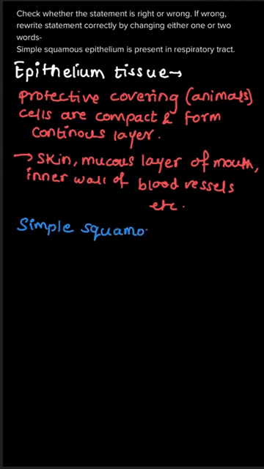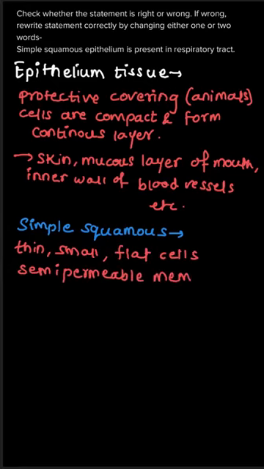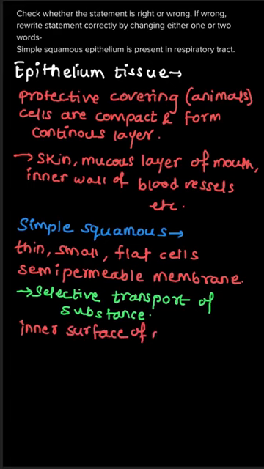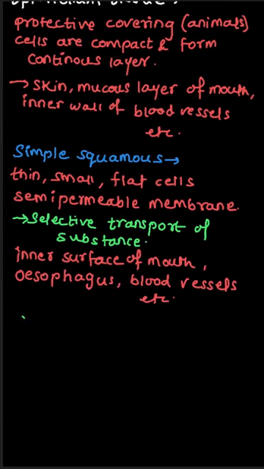One type of epithelium tissue is simple squamous epithelium tissue. When we talk about the structure of this tissue, it is thin, small, having flat cells, and it acts as a semi-permeable membrane. That means its function is that it helps in selective transport of substances. It is present in the inner surface of the mouth, esophagus, blood vessels, etc.